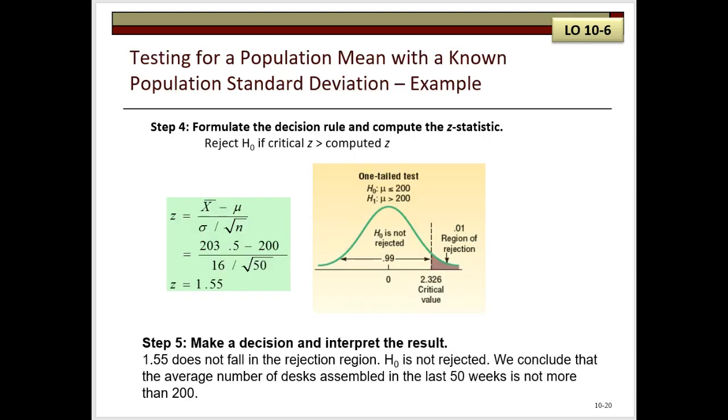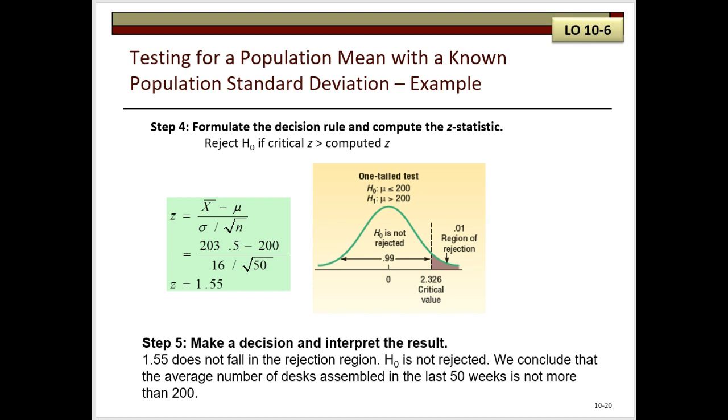We formulate the decision rule as reject the null hypothesis if the computed value of z is greater than the critical value of z at the 0.01 significance level. In the previous slide, we established the critical value as 2.326 at the right tail of the distribution. The next step is to compute the z statistic using the formula shown on the slide. Substituting the information provided in the original problem, we obtain a computed value of 1.55.